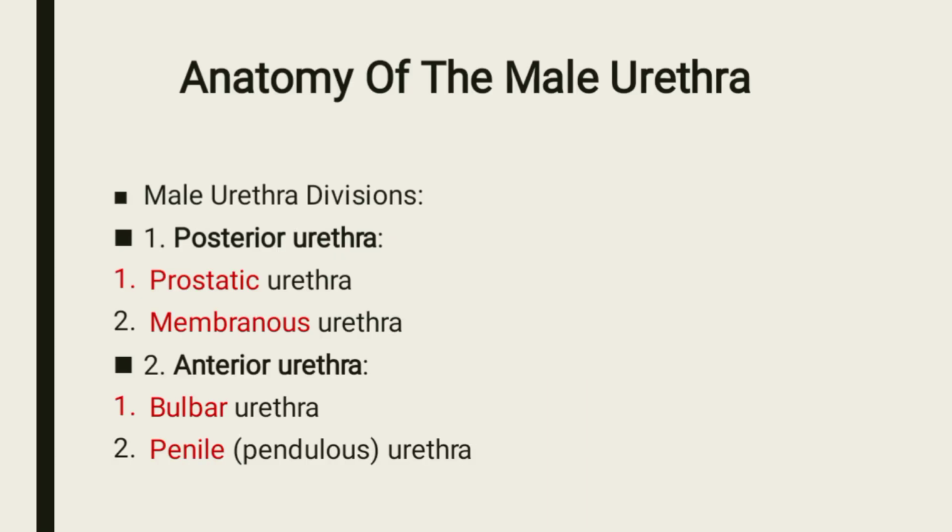We will recall the anatomy of the male urethra. The male urethra is divided into anterior and posterior parts. The posterior urethra consists of the prostatic urethra and membranous urethra, while the anterior segment consists of the bulbar and penile urethra. This division is clinically important because urethral injuries often occur at specific segments depending on the mechanism of injury.